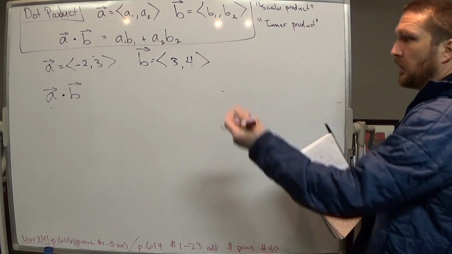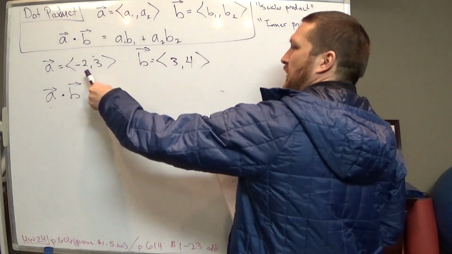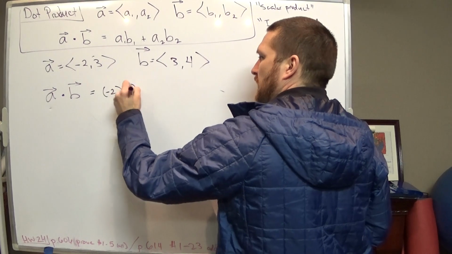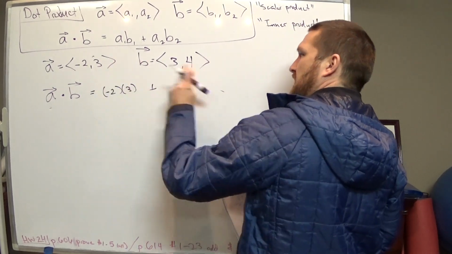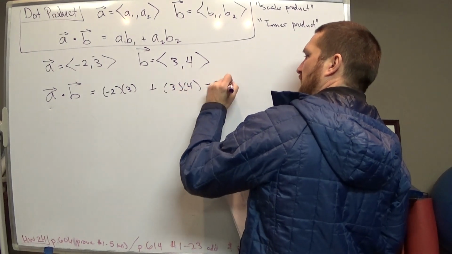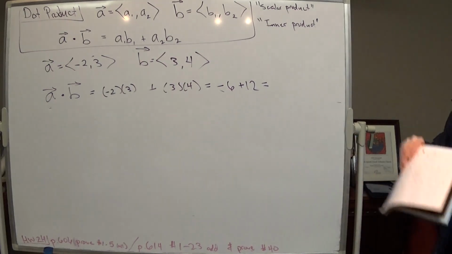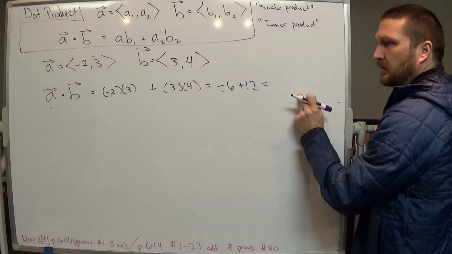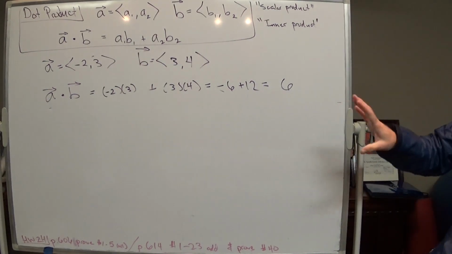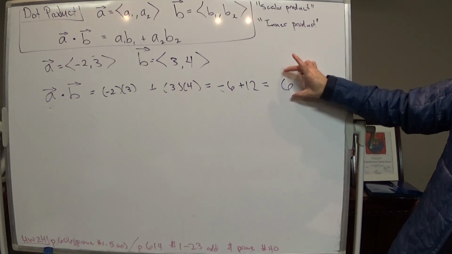Okay, so what is this? -6 plus 12. Well, let's do it. It's that one times that one, so -2 times 3, plus that one times that one, which is 3 times 4, which you said is -6 plus 12. And now what does that come out to? 6. And so, again, you've taken the dot product of two vectors, and what you get is a real number.